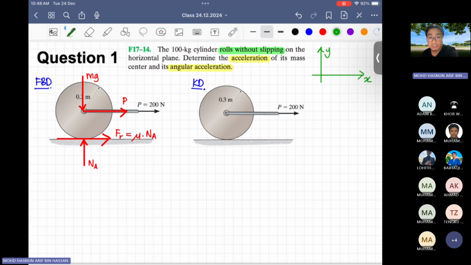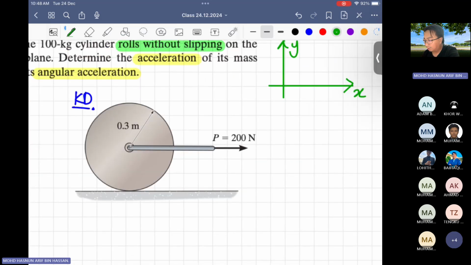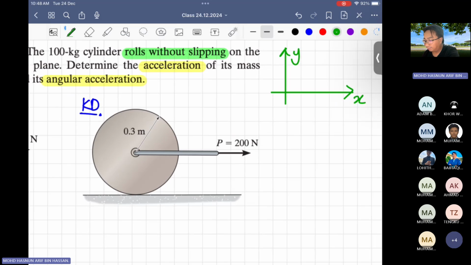So based on the coordinate system, do you think there is motion in the x-axis? Is there any motion in the x-axis? Yes or no?